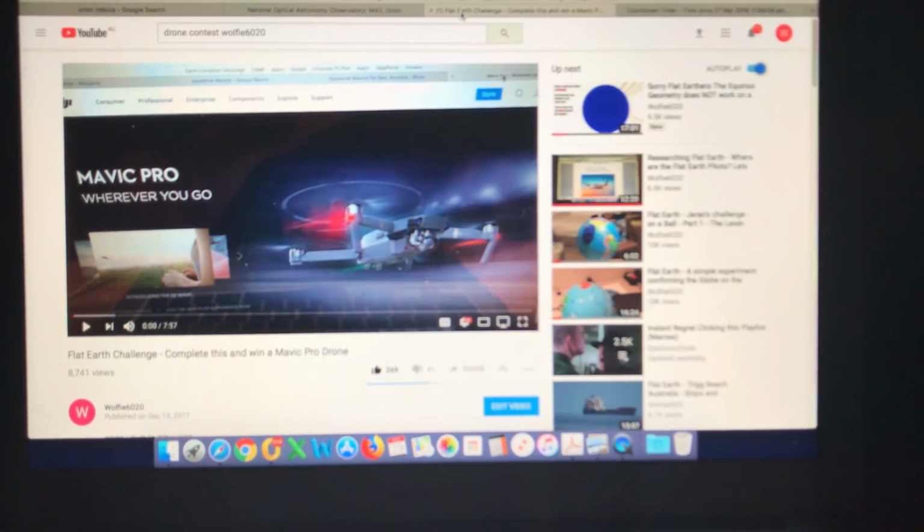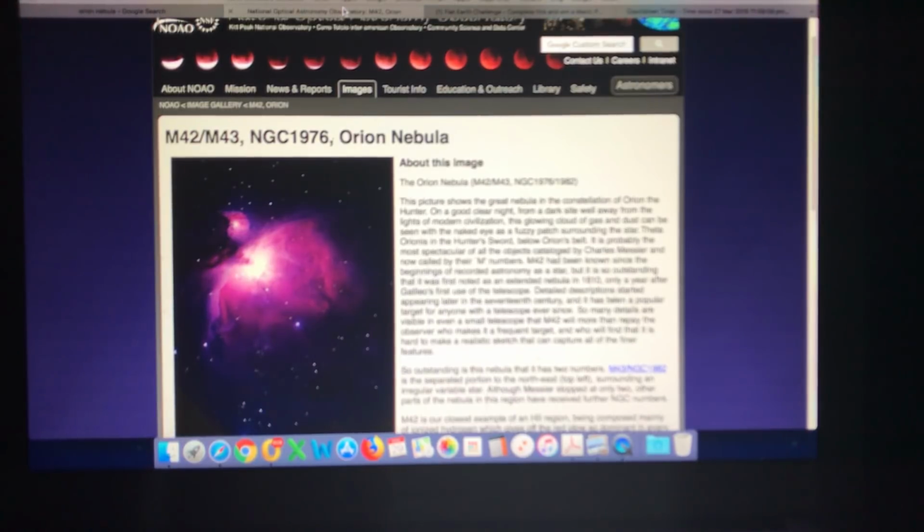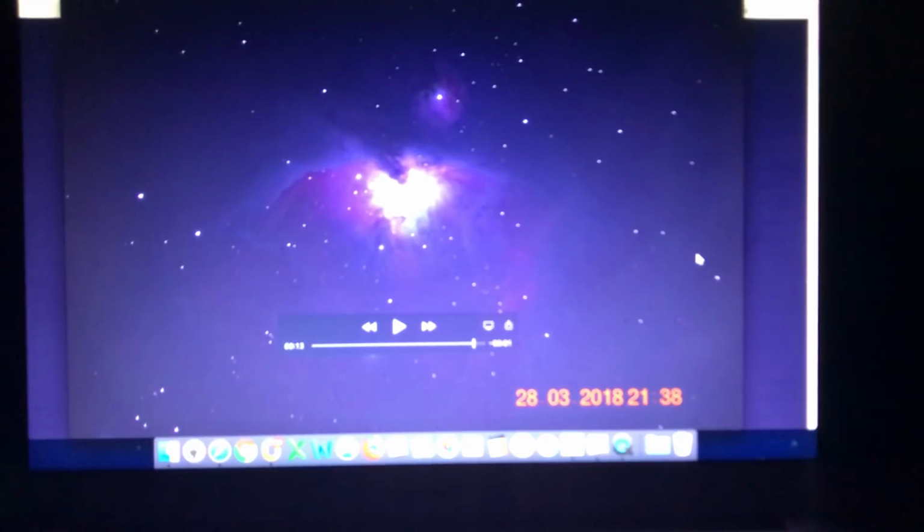This evening was the first clear night since arriving back in Australia. So I set up my telescope with a DSLR attached and pointed it in the direction of the Orion Nebula and was able to obtain several 30-second exposures, which I've put into a time lapse, which I'll play now. So this is just from my own telescope this evening, looking at the Orion Nebula.